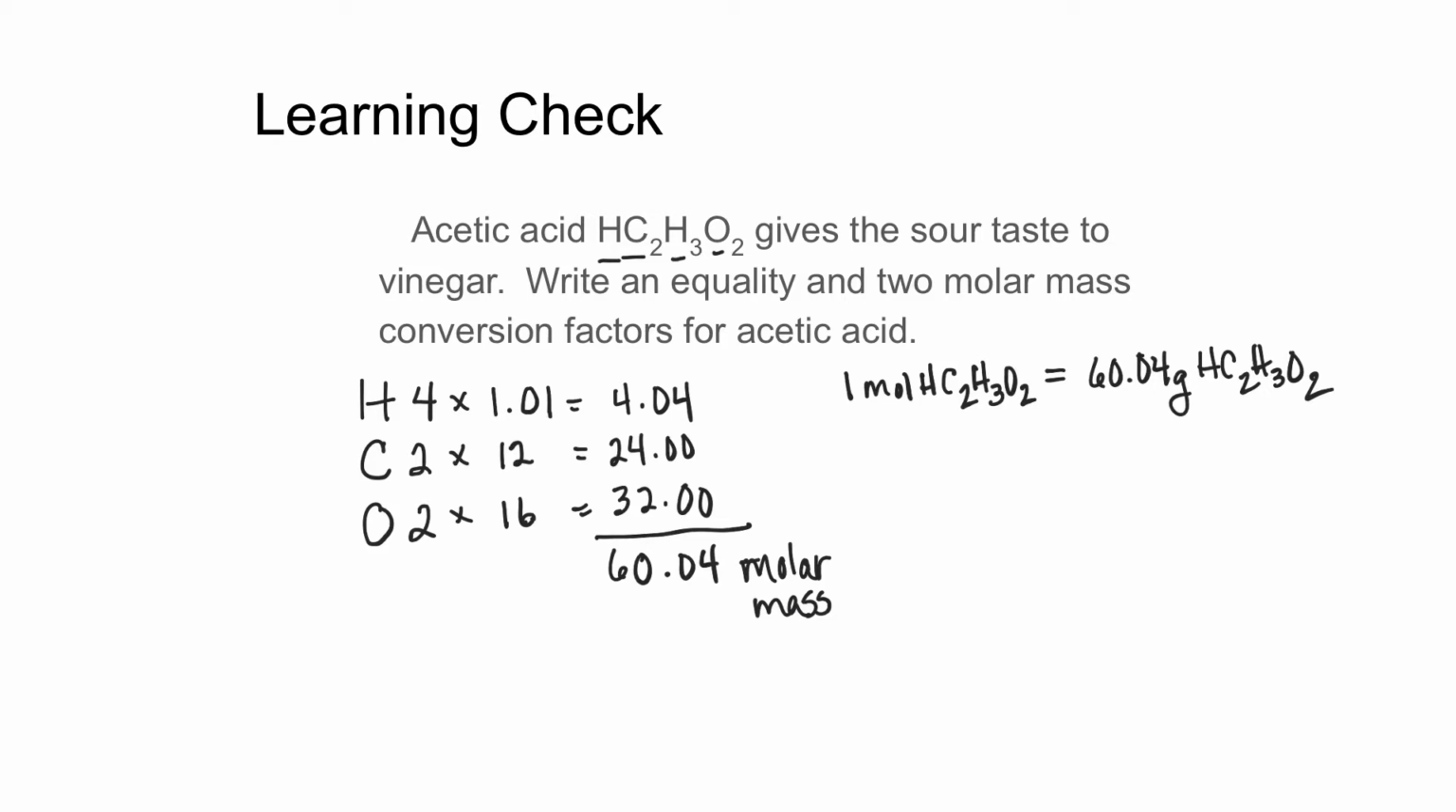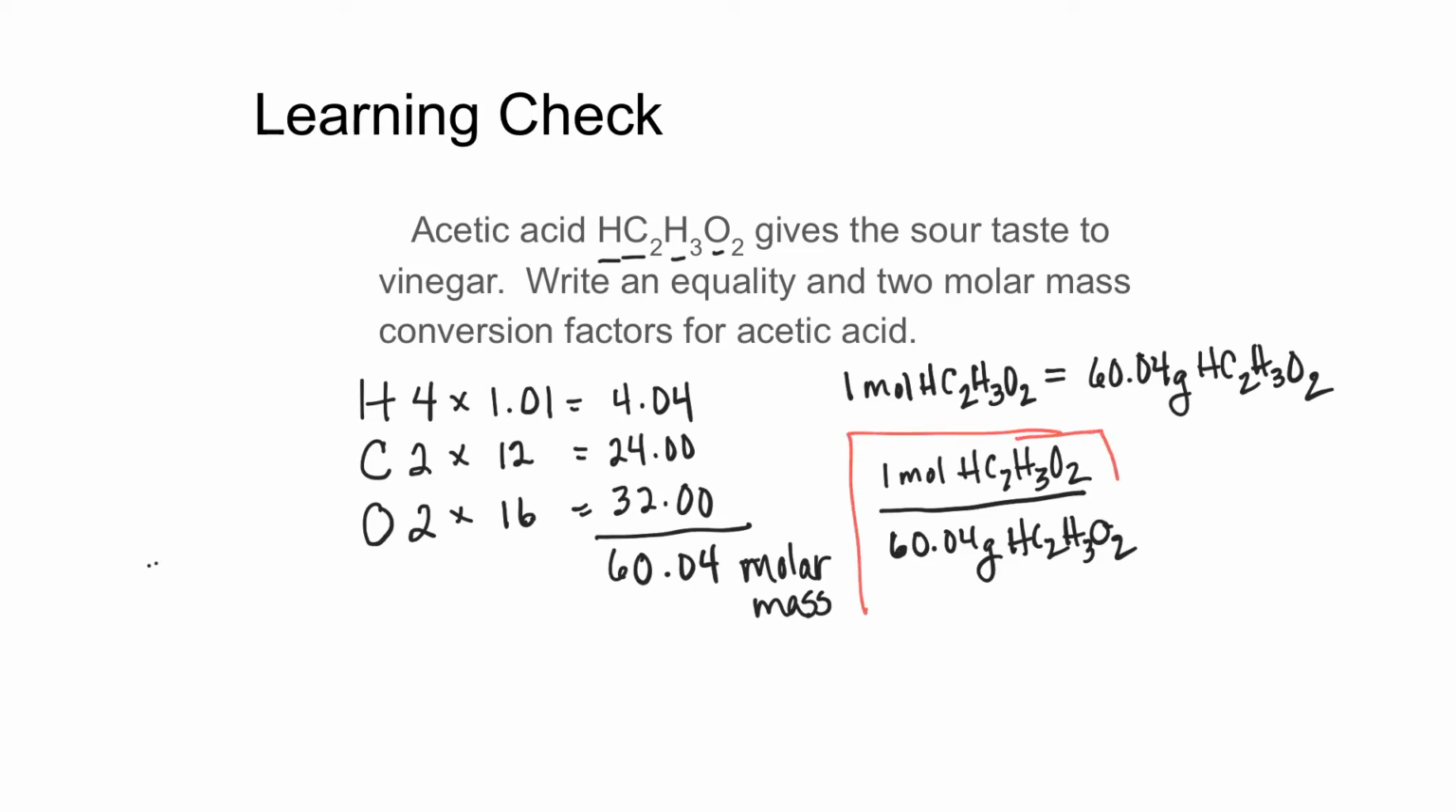So our first conversion factor would be 1 mole HC2H3O2 over 60.04 grams of HC2H3O2. Okay, so if we're converting from grams to moles, if they give us grams, then we're going to use this conversion factor. So this conversion factor we would use when converting to moles.